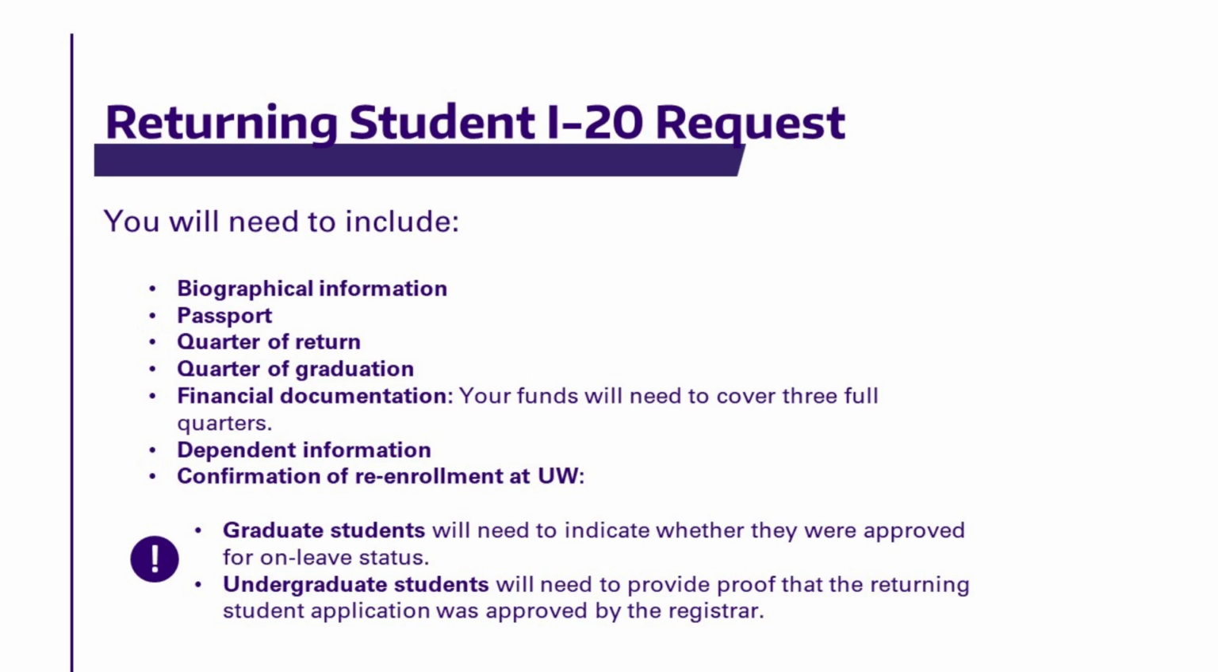If you have dependents, you will also need to include their information. Graduate students will need to indicate whether they were approved for on-leave status with their department. Undergraduate students will need to provide proof that the returning student application was approved by the registrar.